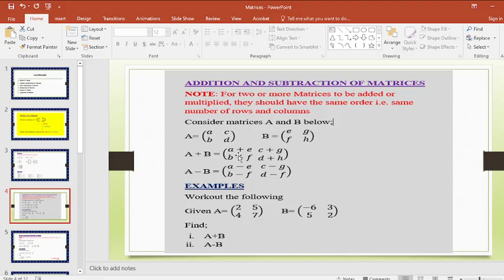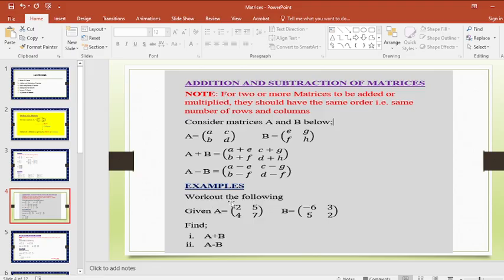The way the entries appear is the way they are added or subtracted. So it depends on the entries given and their order. Don't change any order. That's why I said that the condition for addition and subtraction is that the matrices should have the same number of rows and the same number of columns.